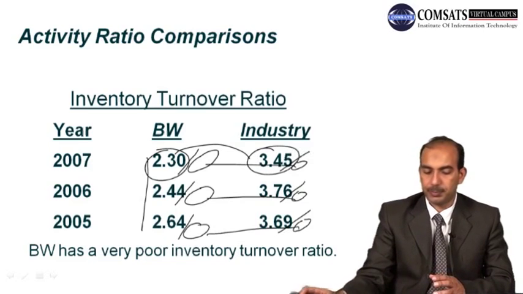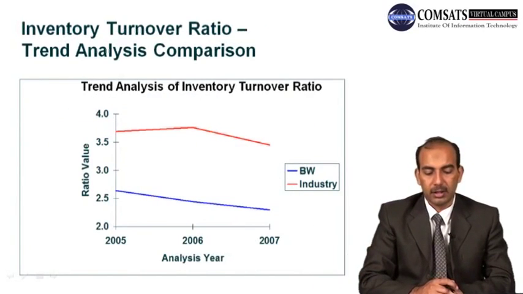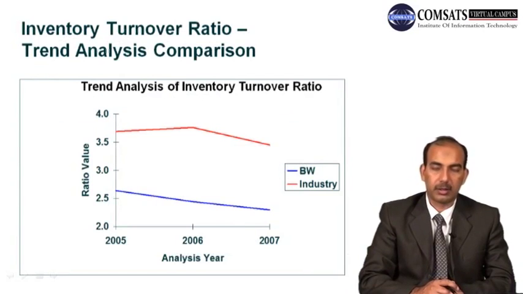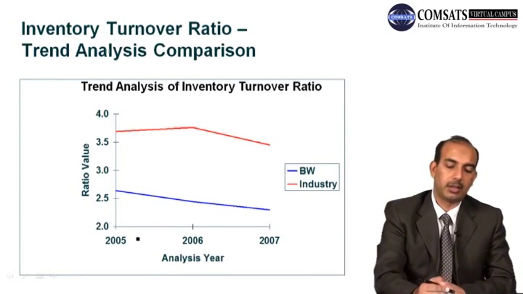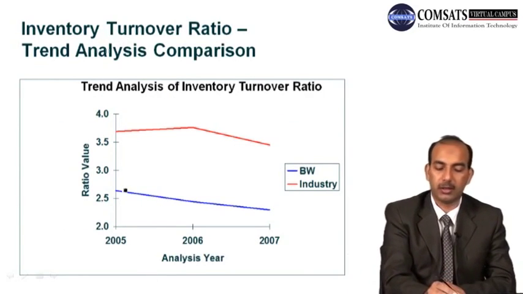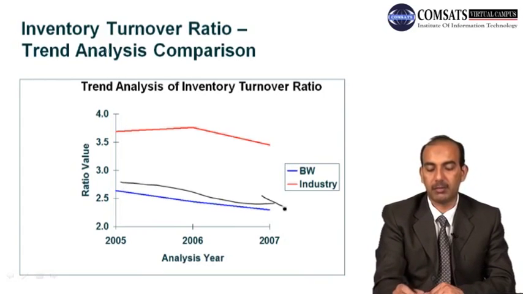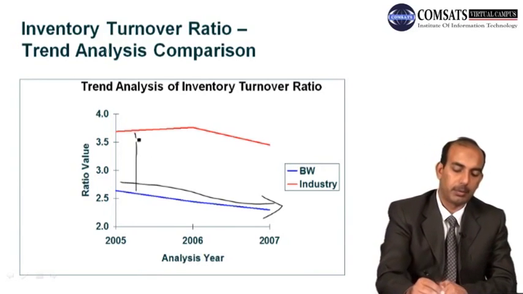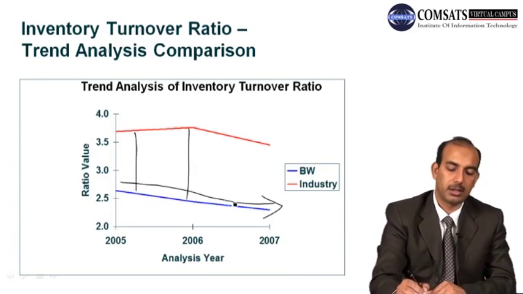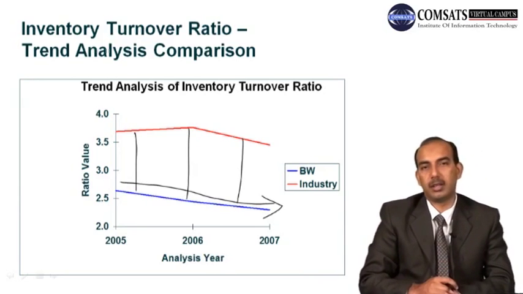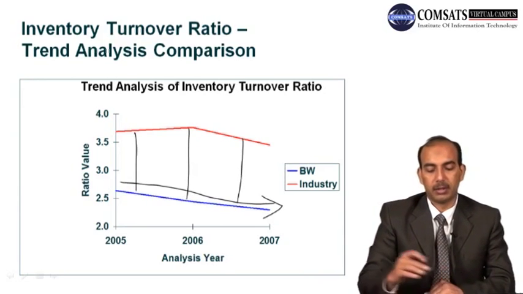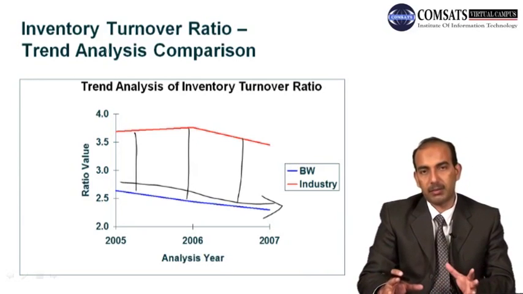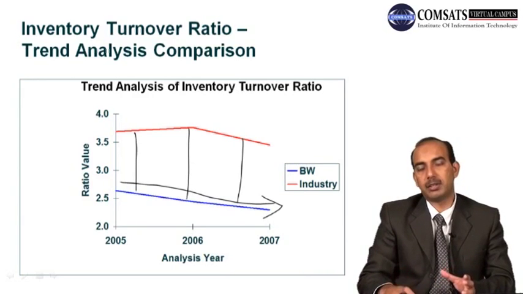So let's see in the next slide, if you look at this graph, the trend analysis of inventory turnover, it is continuously downward. It means the inventory is being treated not up to the standard. Whereas there is a big gap between the industry average and the handling of the basket vendor. So this is kind of an alarm to look into the operations, that how inventory is being treated.